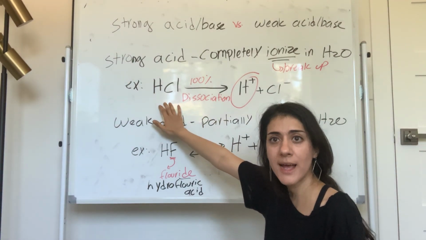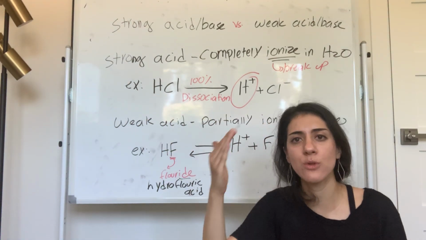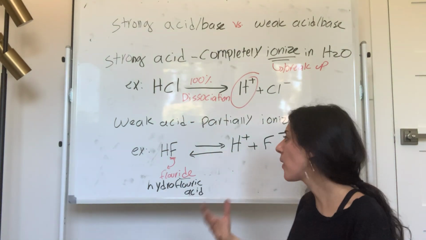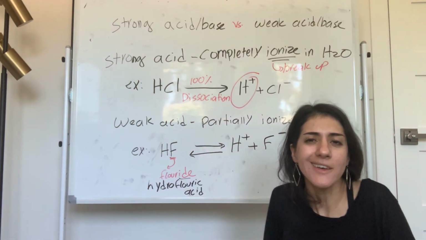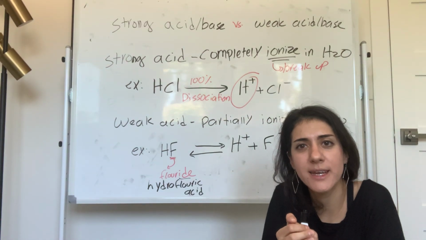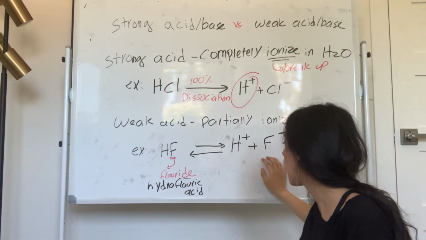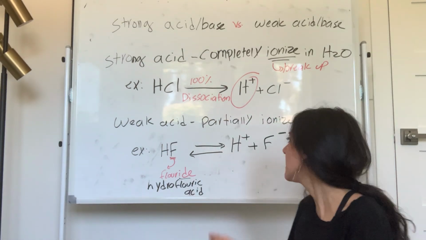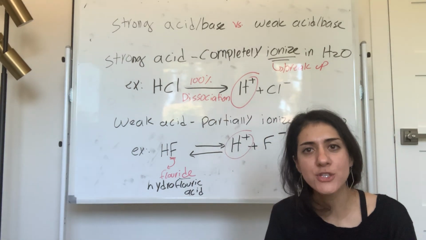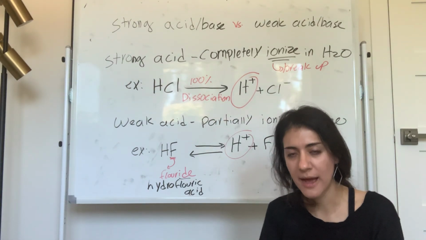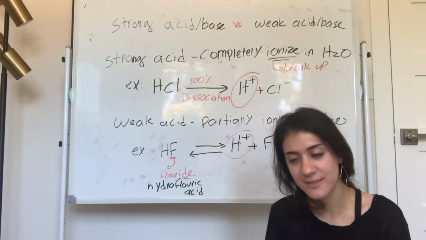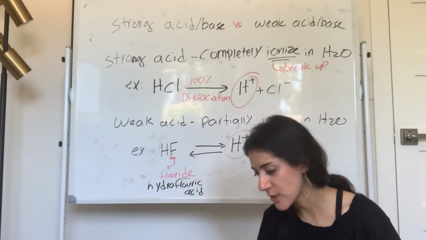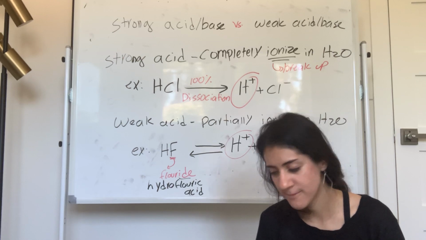If I have 100 hydrochloric acid molecules, every single one would break up. But if I have 100 hydrofluoric acid, 95 of them are going to stay together. Maybe 5 of them would break up into H plus and F minus in water. So it's a weak acid because you won't have as much H plus as you would have with hydrochloric acid. Okay, so strong acid would completely break up, weak acid would only partially break up. So far so good? Okay.